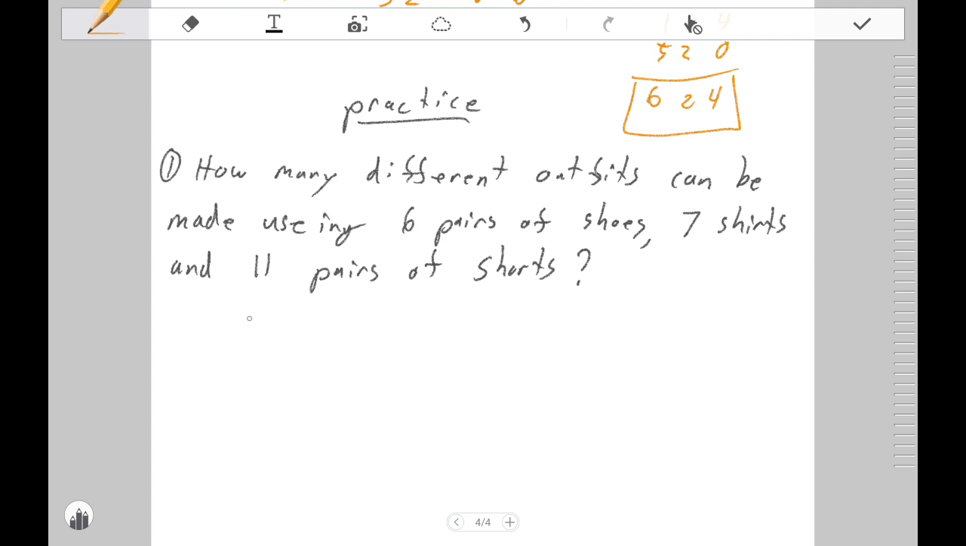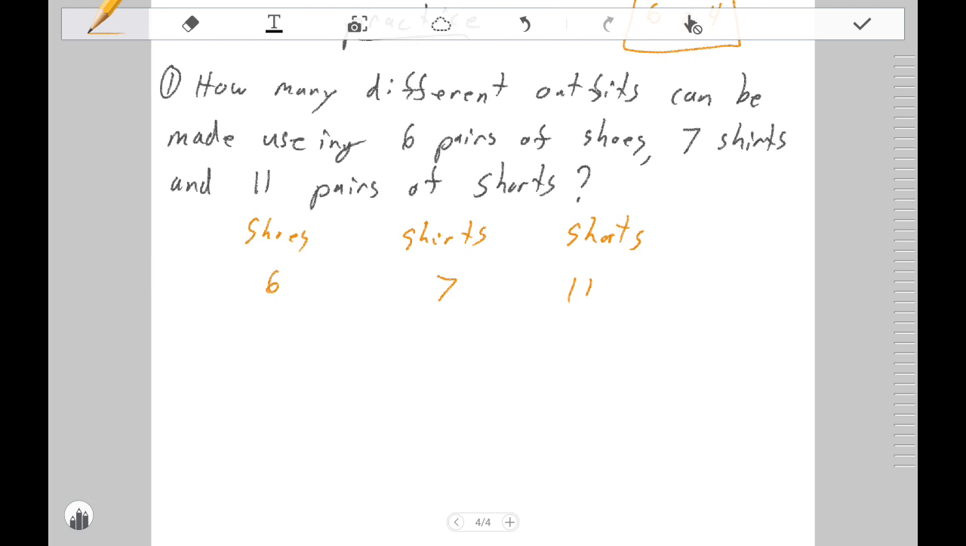Okay, so there are 6 shoes, we have 7 shirts, and 11 shorts. So when I multiply all 3 of these numbers together, I'll get 77 times 6, which is 462 different outfits that can be made with 6 pairs of shoes, 7 shirts, and 11 pairs of shorts.